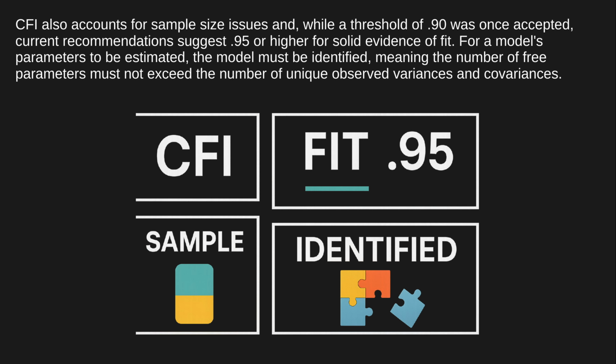CFI also accounts for sample size issues, and while a threshold of 0.90 was once accepted, current recommendations suggest 0.95 or higher for solid evidence of fit. For a model's parameters to be estimated, the model must be identified, meaning the number of free parameters must not exceed the number of unique observed variances and covariances.